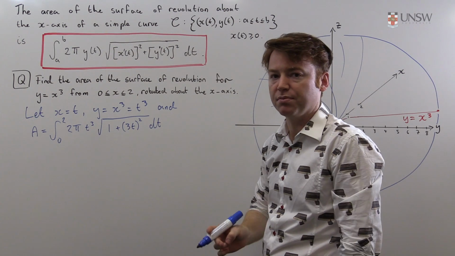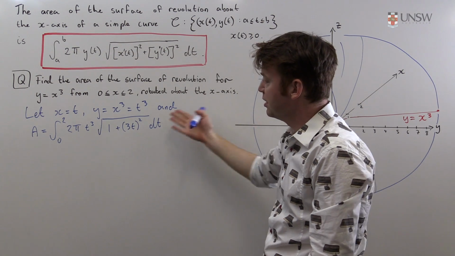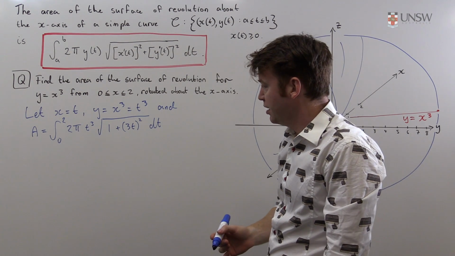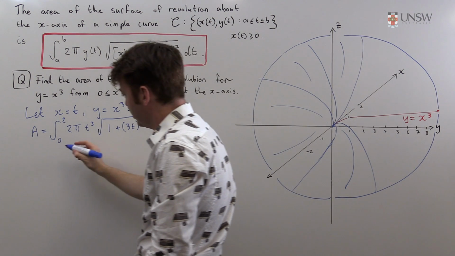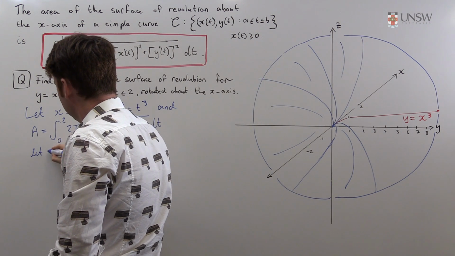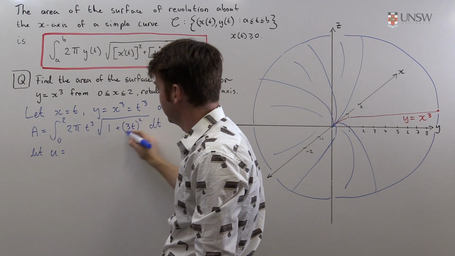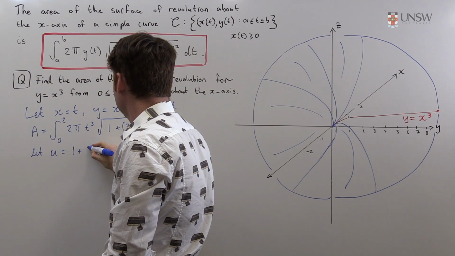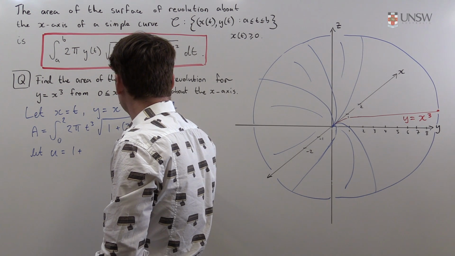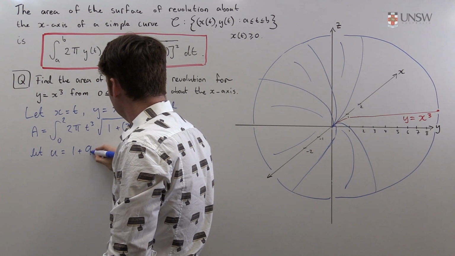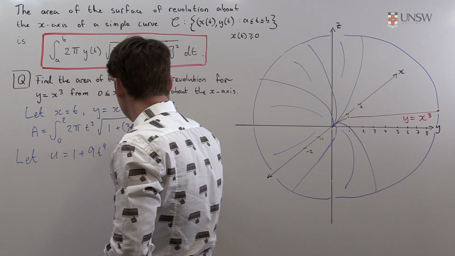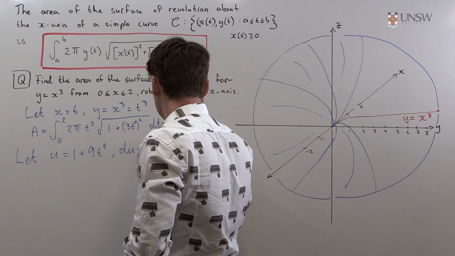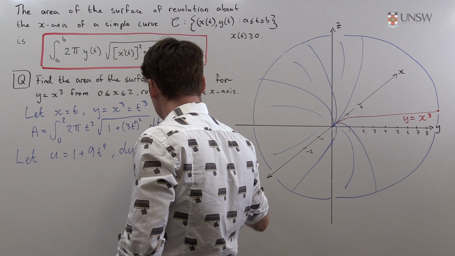Good. The problem now just relies on me being able to integrate this beast, which is something that we're very practiced at by this stage. I'm going to make a substitution. Let u be equal to whatever this junk is inside the square root. That's 1 plus 9t to the 4. So du is equal to 9 times 4, which is 36t cubed dt.